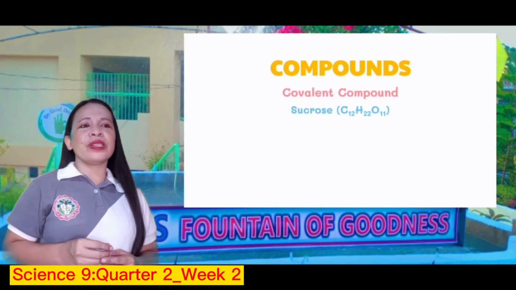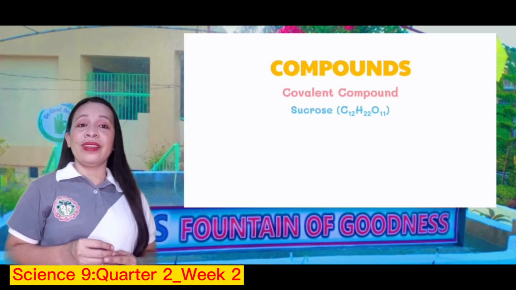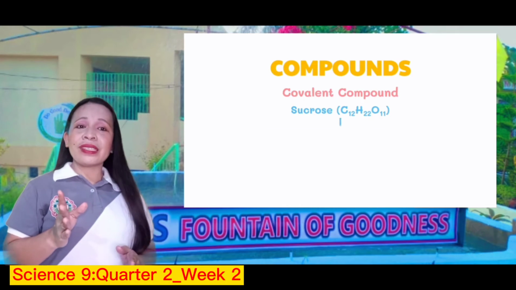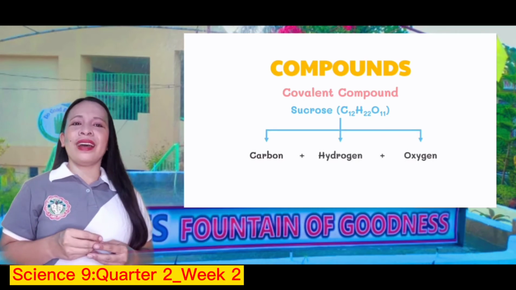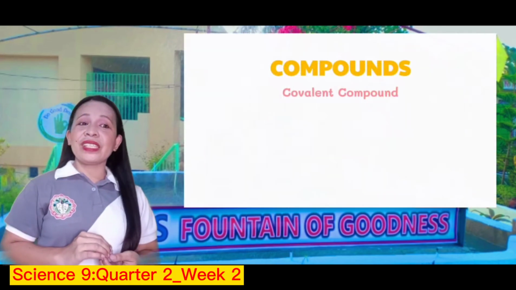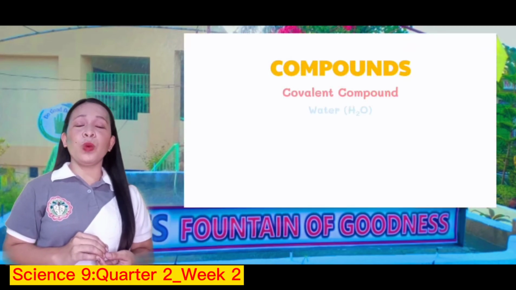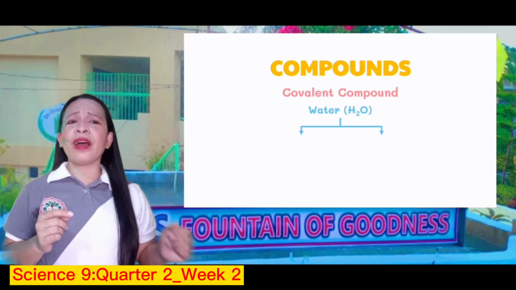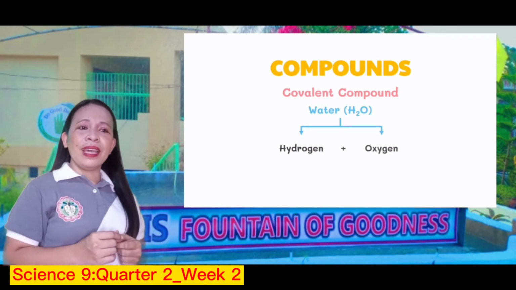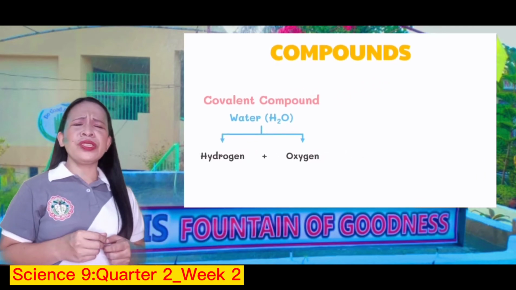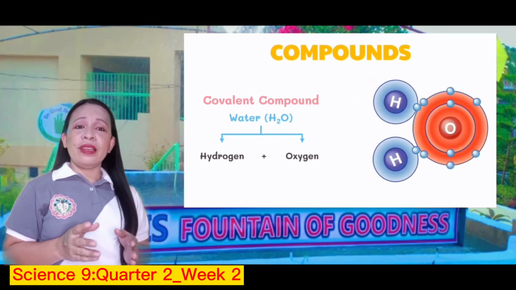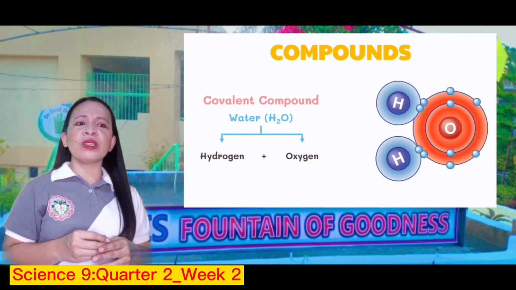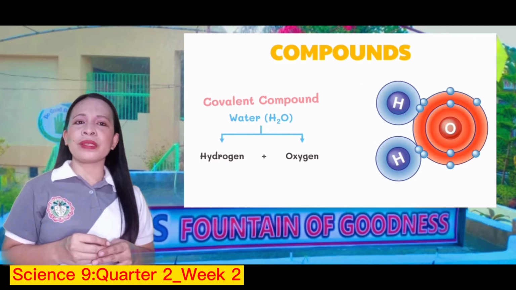Table sugar or sucrose is an example of a covalent compound. It is a combination of carbon, hydrogen, and oxygen atoms. Another example of a covalent compound is water, which is a combination of hydrogen and oxygen. Hydrogen and oxygen atoms share electrons to form a water molecule. This sharing of electrons results in covalent bonds between atoms.